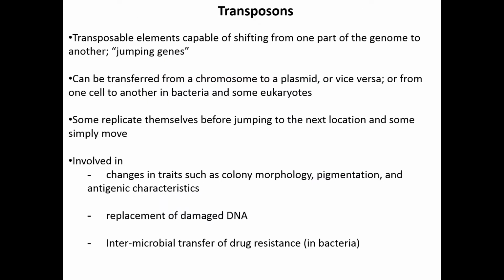Alright, so transposons are commonly referred to as jumping genes. They can bounce around the host genome or bounce around between a host genome and a plasmid. You're going to find transposons in both bacteria and in eukaryotic cells. These things are able to replicate themselves. They can then jump to a new location.